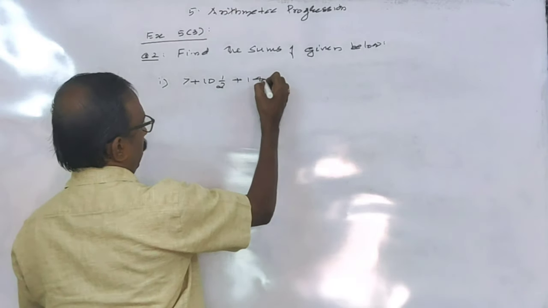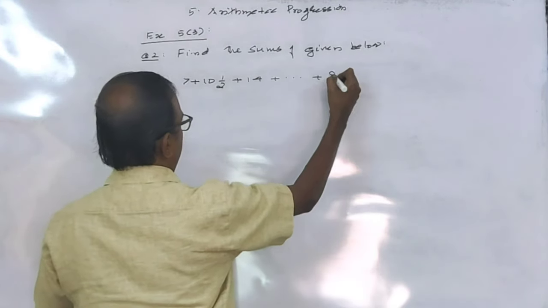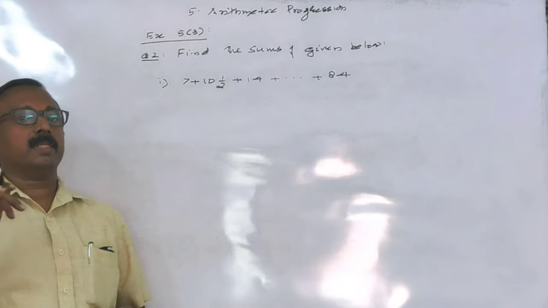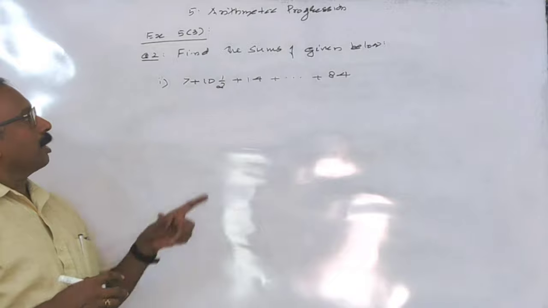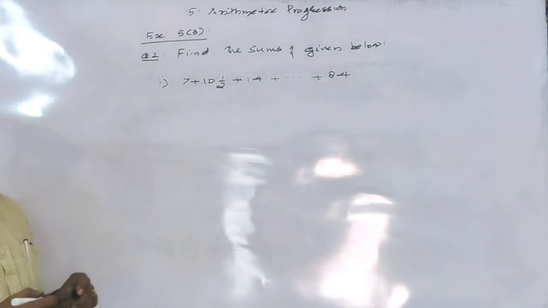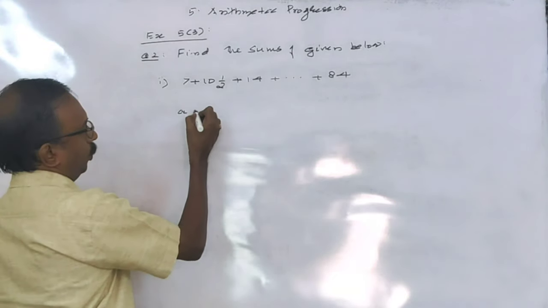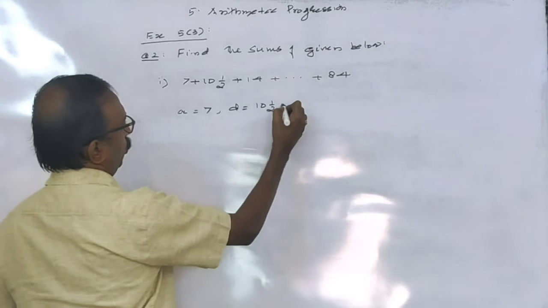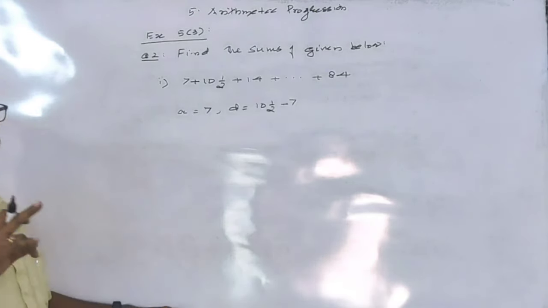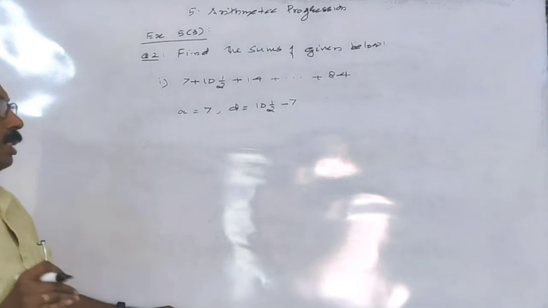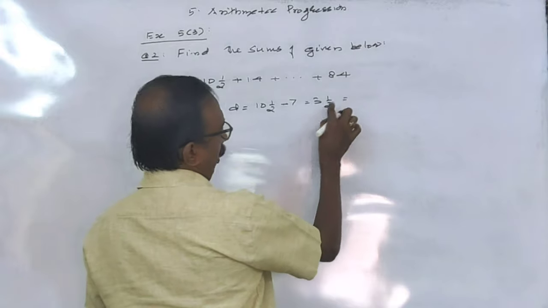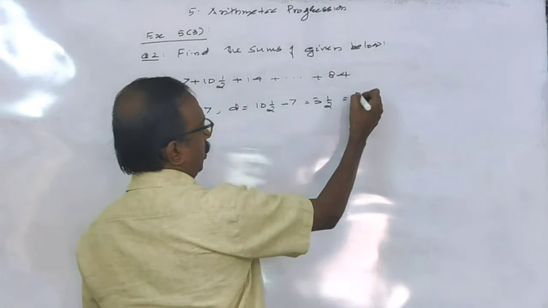7 + 10/2 + 14 + etc. plus 84. We have a sequence of the sum and a series of numbers. A is equal to 7, B is equal to 10/2 - 7, that is 3/2. 3 1/2 is 3 × 2, 6 + 1, 7/2.